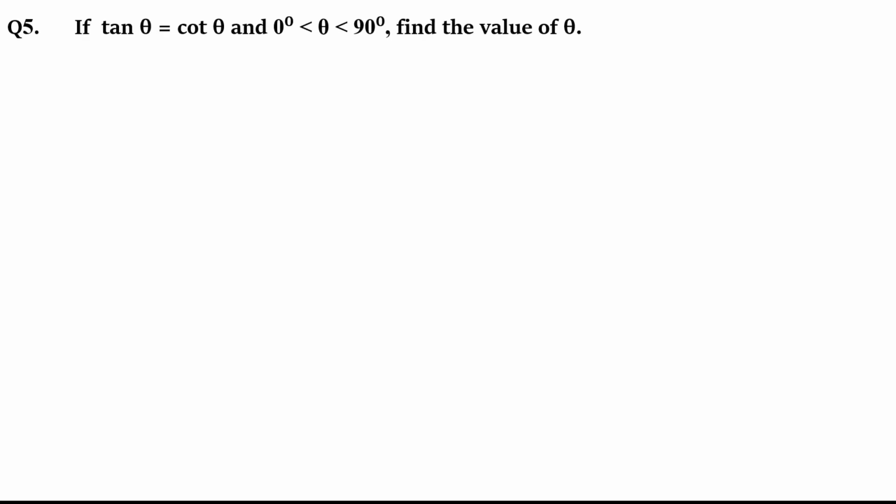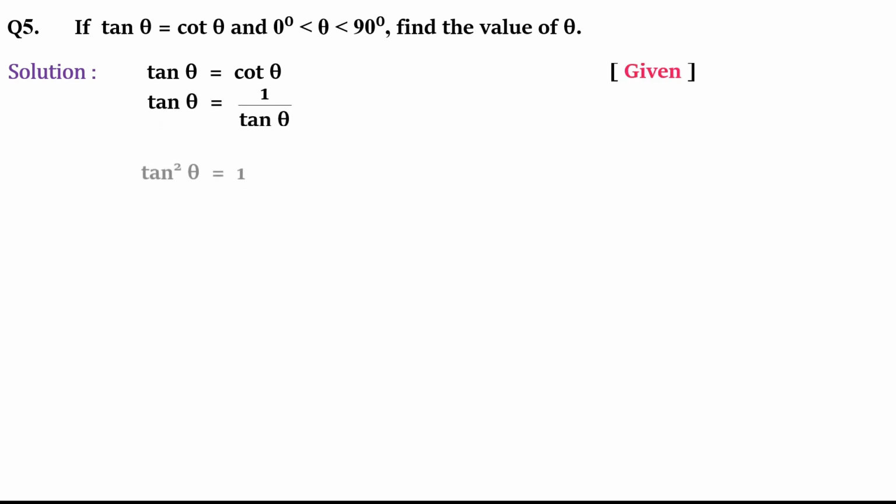Next we have fifth question. In this they have said tan theta is equal to cot theta, and you have to find the value of theta. So let's start with the solution. We know that tan theta and cot theta are reciprocal to each other. Yes, tan theta and cot theta are reciprocal to each other. So in the next step, what I will write? Instead of cot theta, I will write 1 upon tan theta.